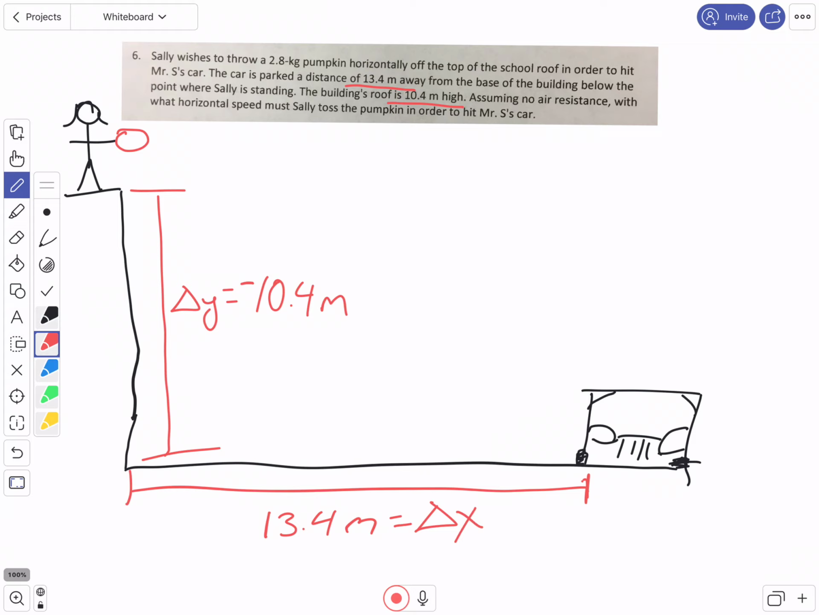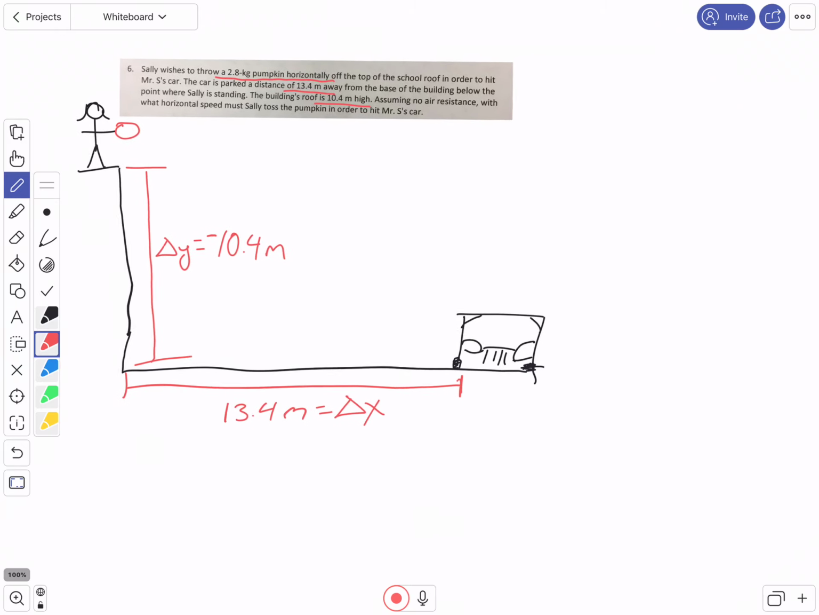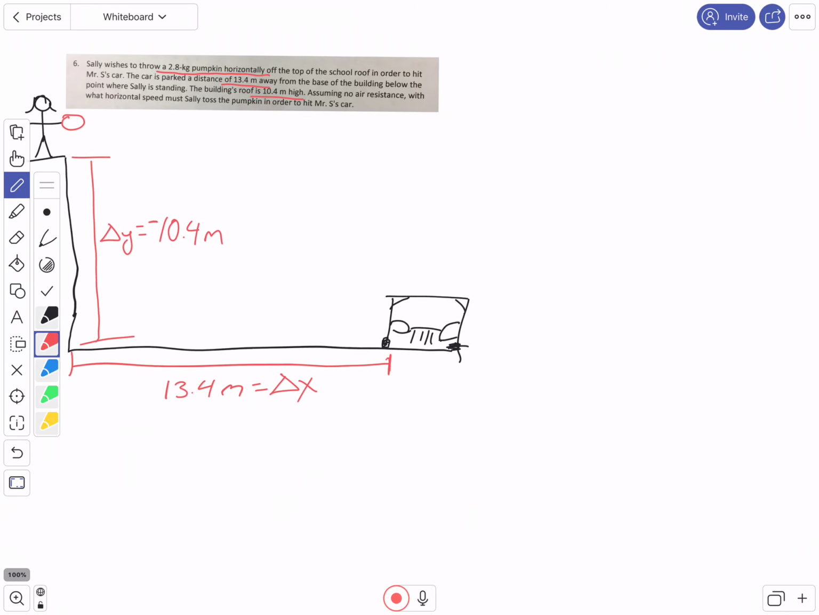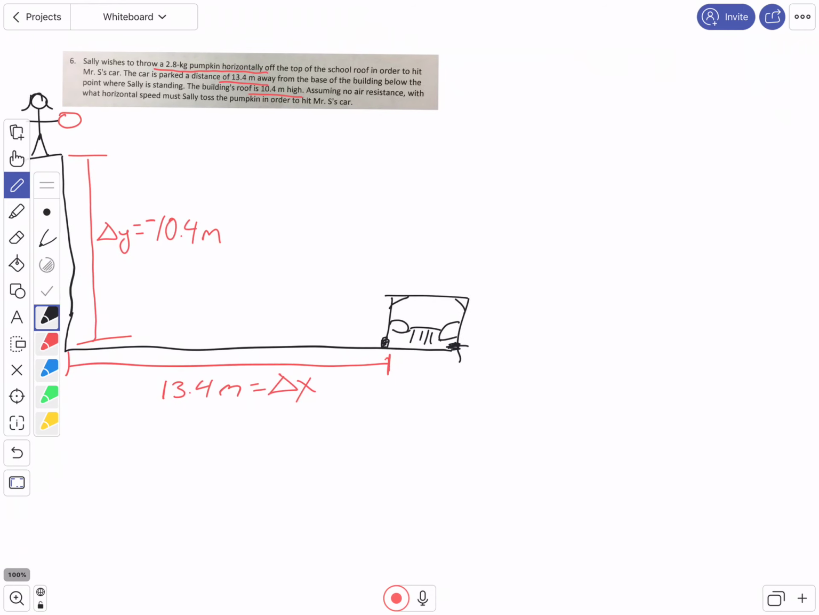We talked in a previous notes section, but the mass of the pumpkin will not change its falling speed. So we don't need to worry about that at all. It's just an extra variable thrown in. So let's go through our givens.